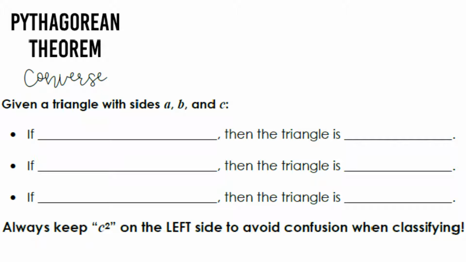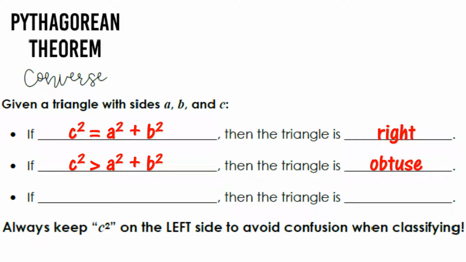So on this page, we're going to talk about the converse of the Pythagorean theorem. It says that if I'm given a triangle with sides A, B, and C, which we know that C is always the hypotenuse, so it's always the longest side. If C squared is equal to A squared plus B squared, then the triangle is right. If C squared is greater than A squared plus B squared, the triangle is obtuse. And if C squared is less than A squared plus B squared, the triangle is acute. It gives us a hint there to always keep c squared on the left side to avoid confusion when classifying.